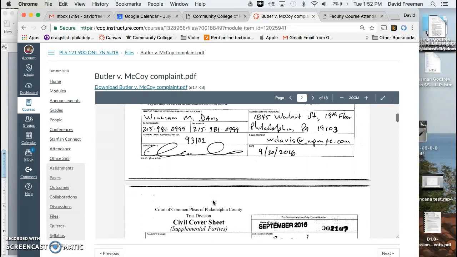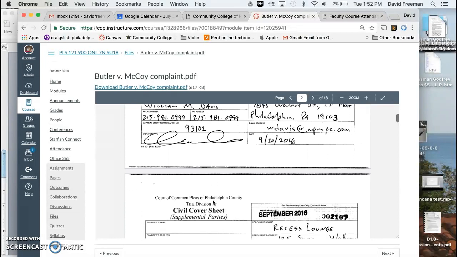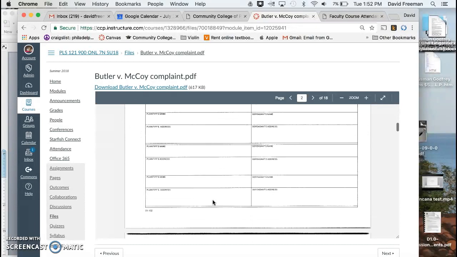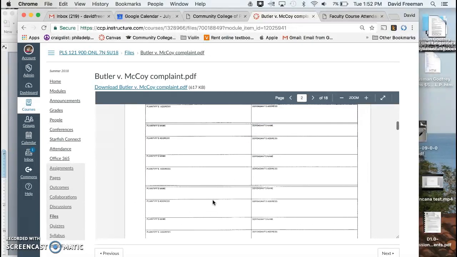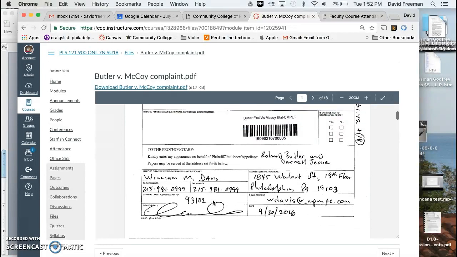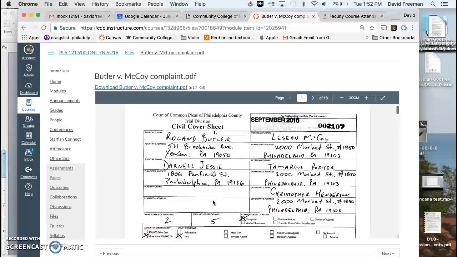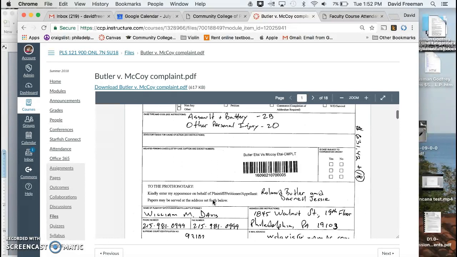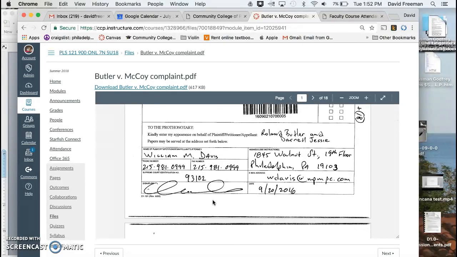And if you look at it, it really just is, I guess, what we would call metadata. That is, it's information about information. It's telling who the parties are in the case itself. But if you look closely, nothing in these first two pages of this civil cover sheet tells you exactly what happened. So that's what the complaint is designed to do.